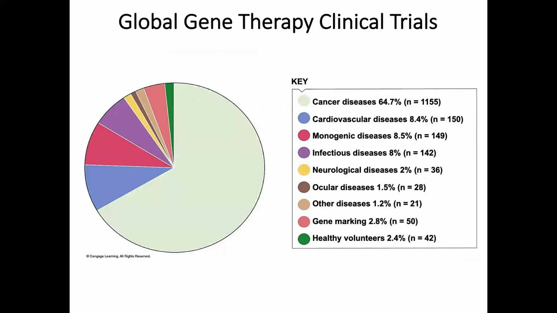This slide shows an overview of global gene therapy clinical trials in our textbook. You can tell that there are more clinical trials for cancer therapy than any other class of diseases. The N labeled here means the number of clinical trials. So you can see the cancer trials are more than all other trials added up together.